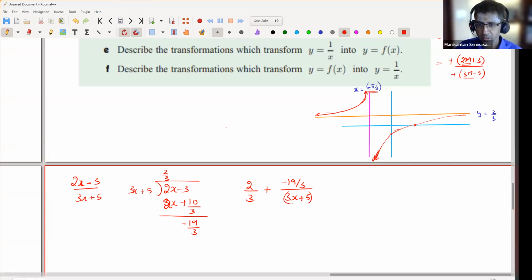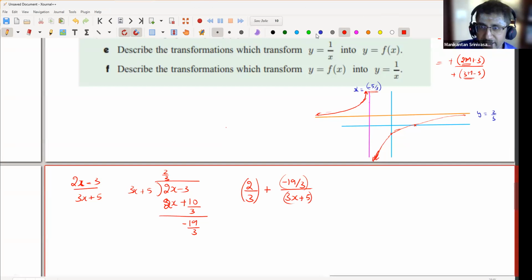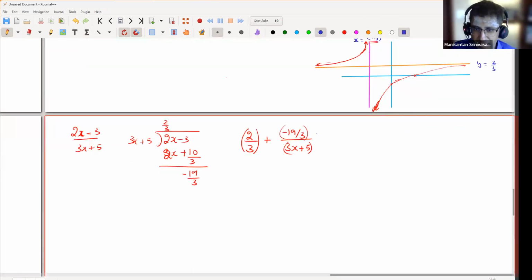All right. So 2 by 3 is just a number. Minus 19 by 3 is also a number. So first, let me illustrate it as if these are simpler numbers. For example, had it been just a plus b by 3x plus 5. I mean, 2 by 3 and minus 19 by 3 are just simple numbers, right? So we'll come back to it.